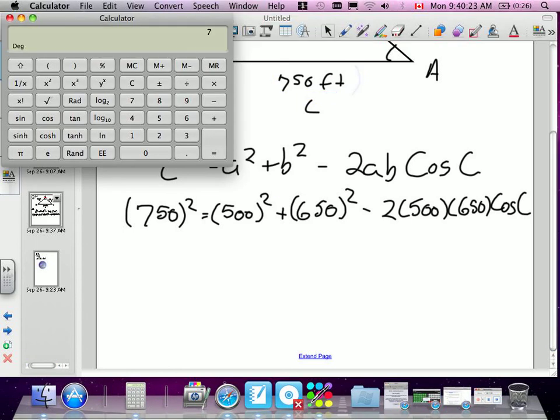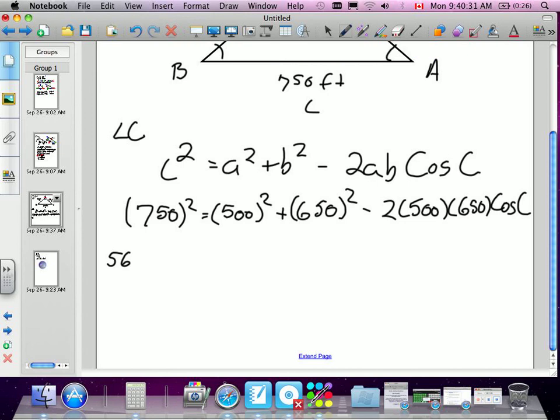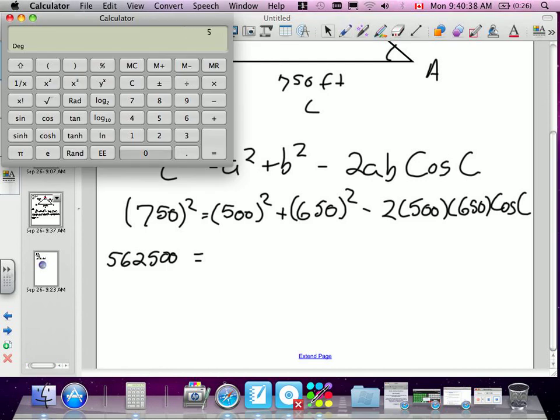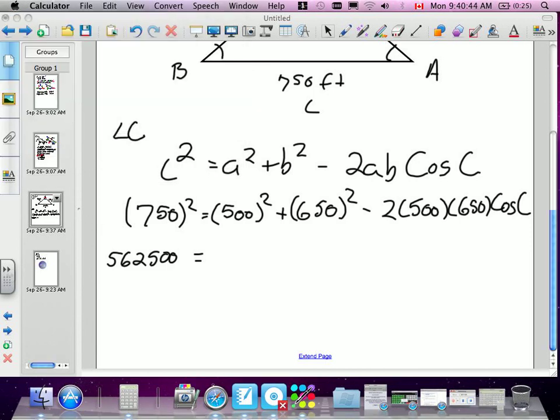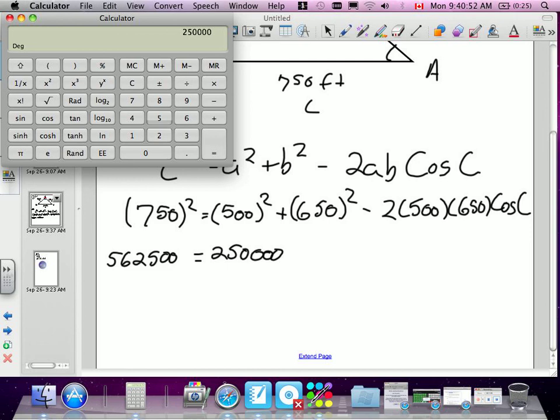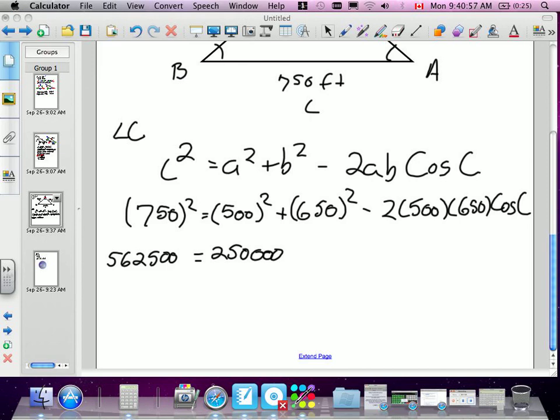So we're going to start to solve some of this. 750 squared. Oh gosh. 562500 is equal to, one step at a time makes it easy to follow as a student. Can you just punch all of them like that and subtract it? No, because there's one thing you guys are going to make a mistake on. 500 squared is 250000, minus 650 squared.